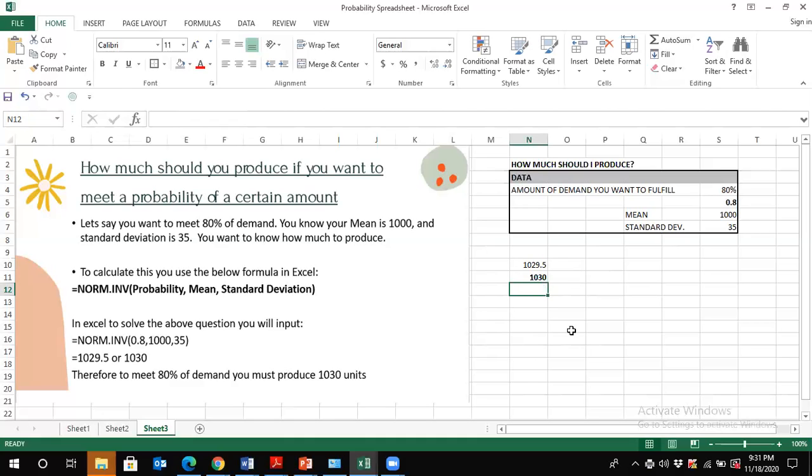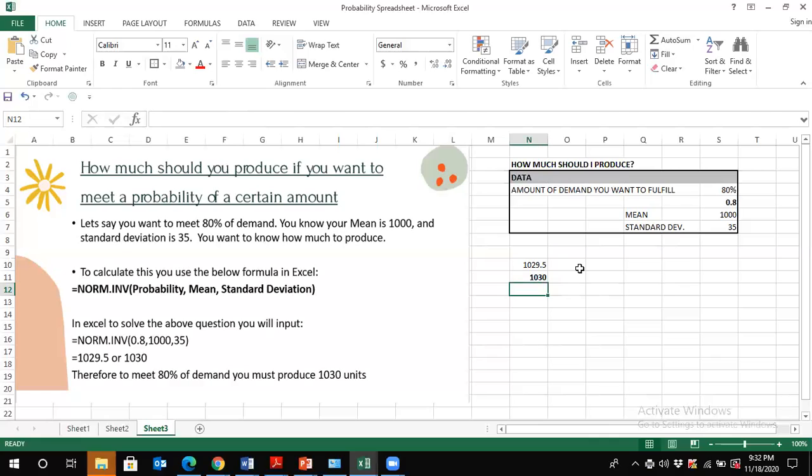So basically what this means is, if you produce 1030 units of a particular good, in that case, you will be fulfilling 80% of the demand. Now, this is really good news, because now you can really figure out, you wanted to fulfill 80% of the demand, and therefore you need to produce 1030 units. So you can go to your factory and say, please go ahead, produce 1030 units. You make a calculated decision that this year you will be fulfilling 80% of the demand, and that's that.